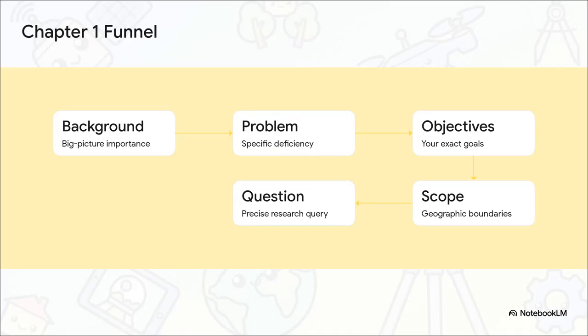When you get to Chapter 1, I want you to think of it literally like a funnel. You start super broad with the global context, like the big picture importance of tracking land surface temperature. Then you narrow that down to a specific deficiency, which becomes your problem statement. Maybe existing MODIS data is just too coarse for ward-level analysis. From there, you pinpoint your exact geomatics objectives, define the strict geographic and temporal scope of your work, and boom, you end with a precise research question. That funnel shape guides your evaluator perfectly, right into your project's rationale.